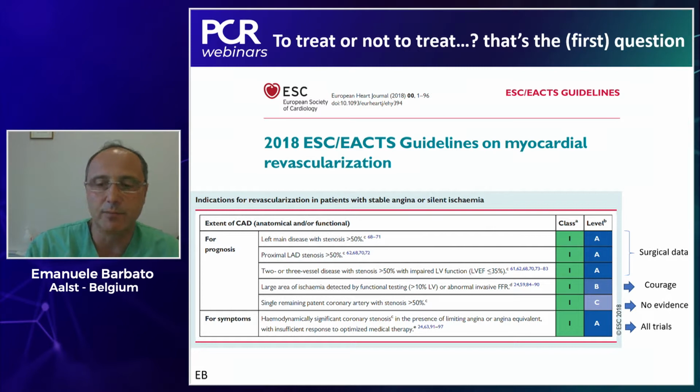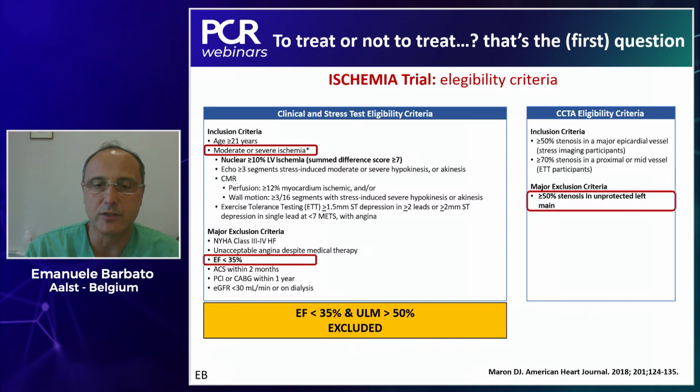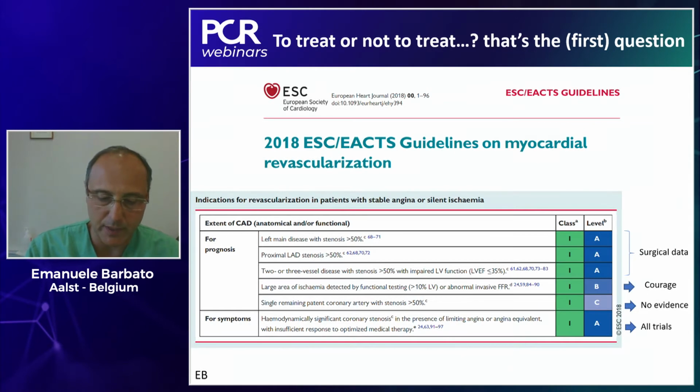Of course, we have a post-hoc knowledge of the coronary anatomy in this patient. So we are already one step ahead. Nevertheless, we can apply the 2018 ESC/EACTS guideline on myocardial revascularization. And you can see that for left main disease with stenosis more than 50%, which is our case, there is a class of recommendation 1 with a level of evidence A.